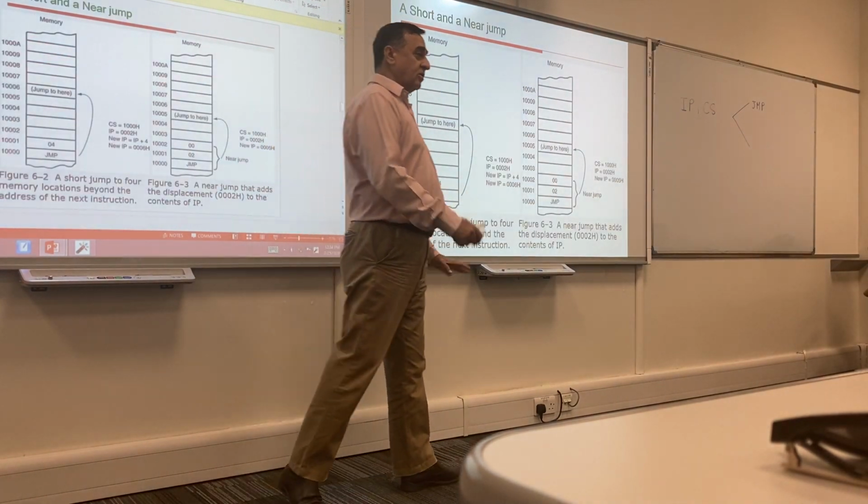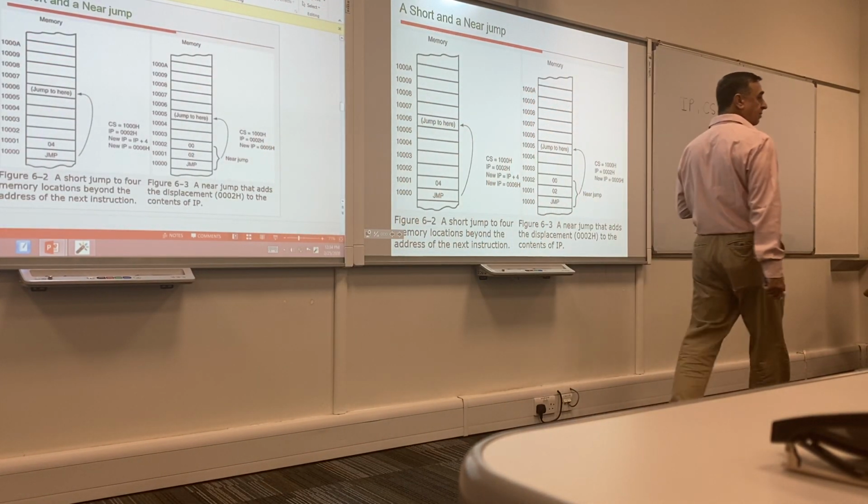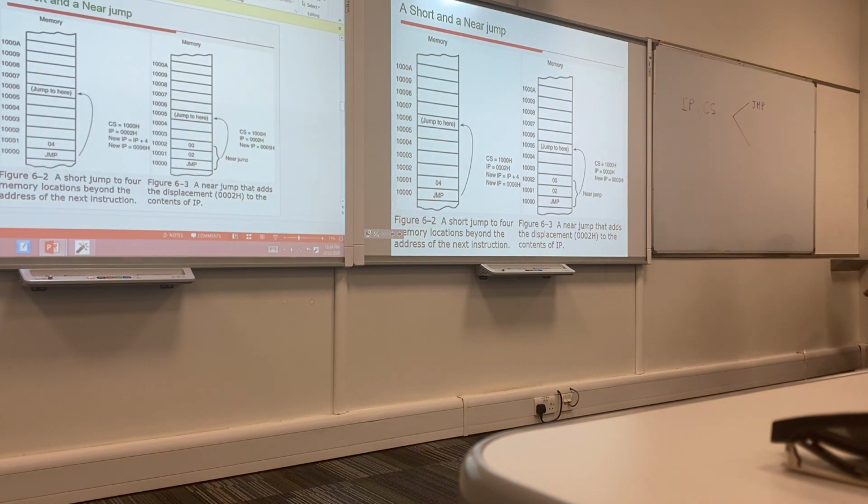Okay, let's see now the rules. Let's see. The nearest 65, right? Less than 16.